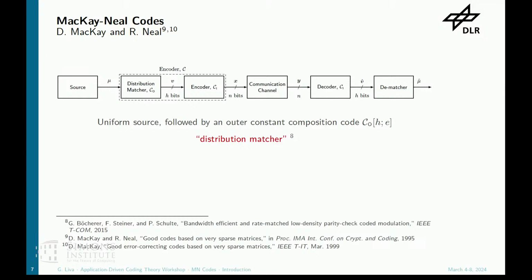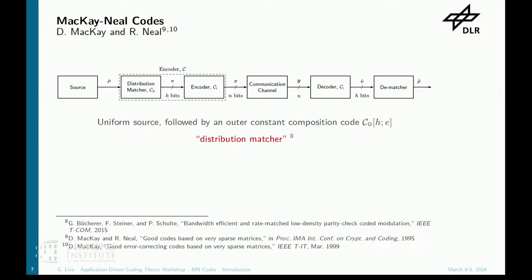We go through our communication channel. At the decoder side, we process the constraints of the linear code we use at the transmitter side, and then we undo the operation that is done by the distribution matcher. So out of this constant composition word, we extract what was the transmitted message. What is peculiar in this scheme is the distribution matcher, of course.